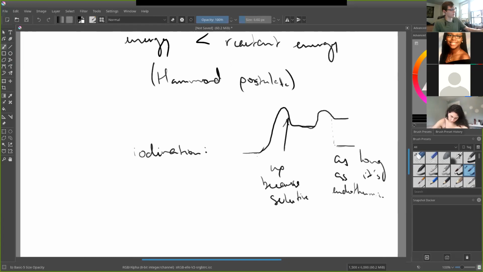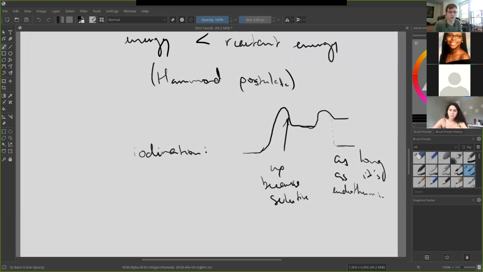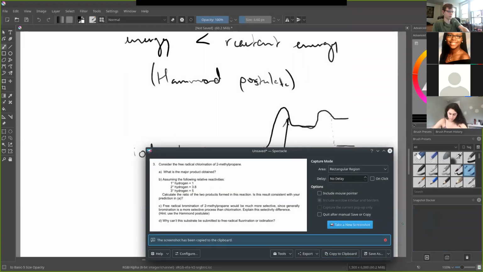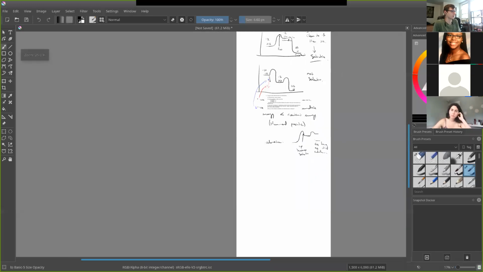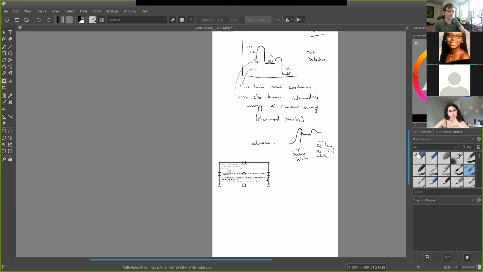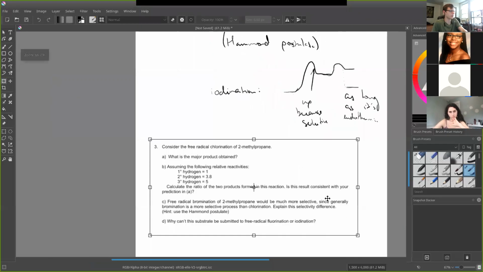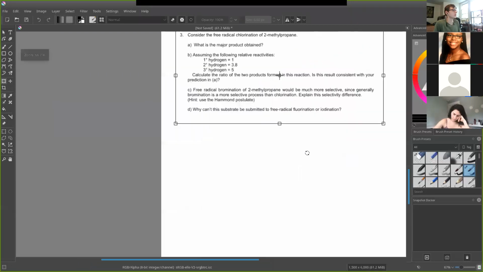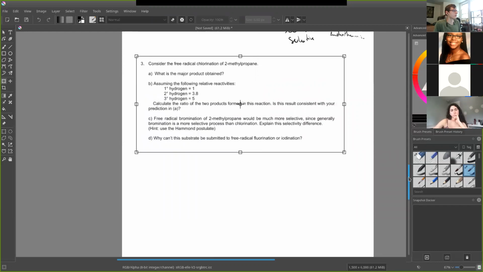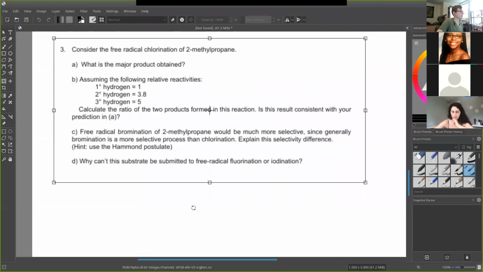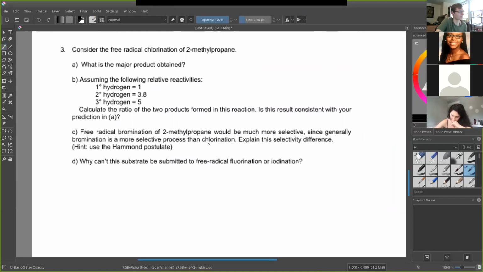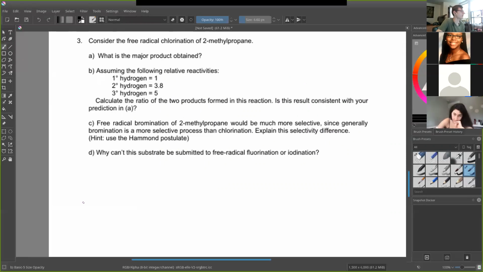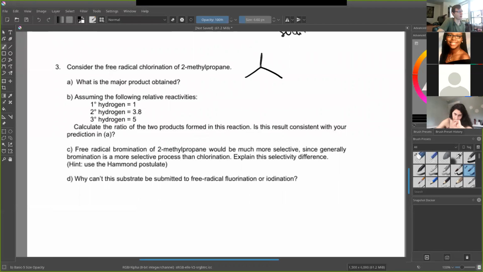Let me look at another thing, this problem, there it is. How much space do I have? A lot of space, cool. So we're looking at 2-methylpropane, and you're not expected to know how to name things in the class, so let me just tell you what that is. 2-methylpropane is propane with a methyl on the 2 position. That's not too crazy.